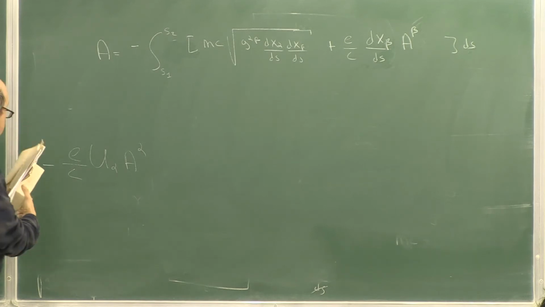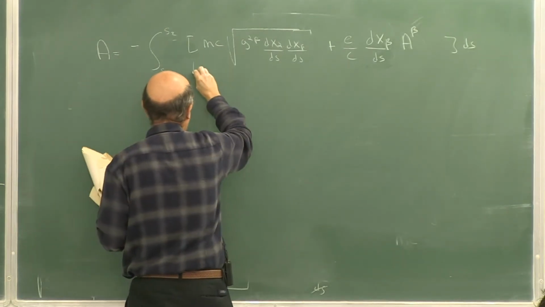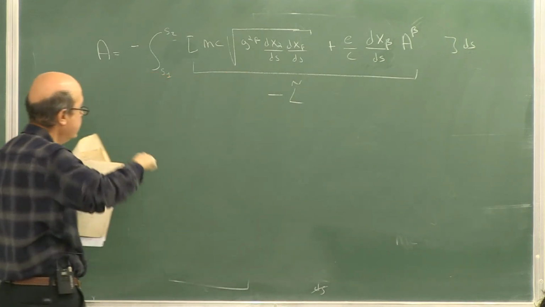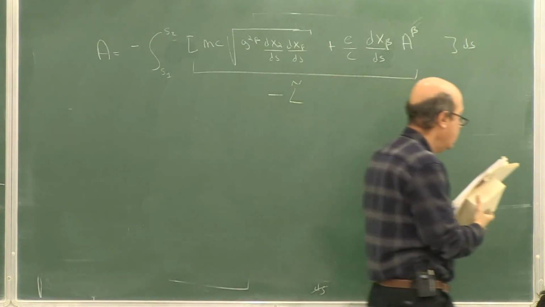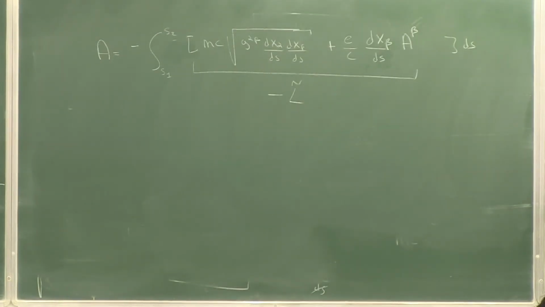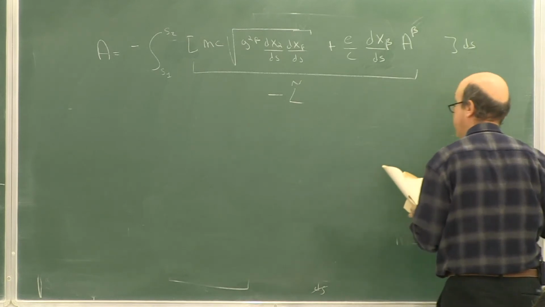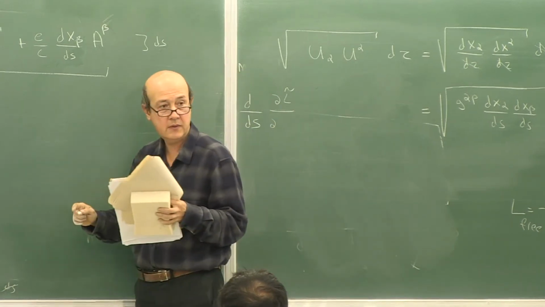Now let us try to find the equation of motion. I will call this the negative of L tilde. L tilde is the new Lagrangian, which describes the charges interacting with the electric and magnetic field. Now, if you write the equation of motion, you will have the following: d over ds of del L tilde over del, what are the velocities here in this Lagrangian?